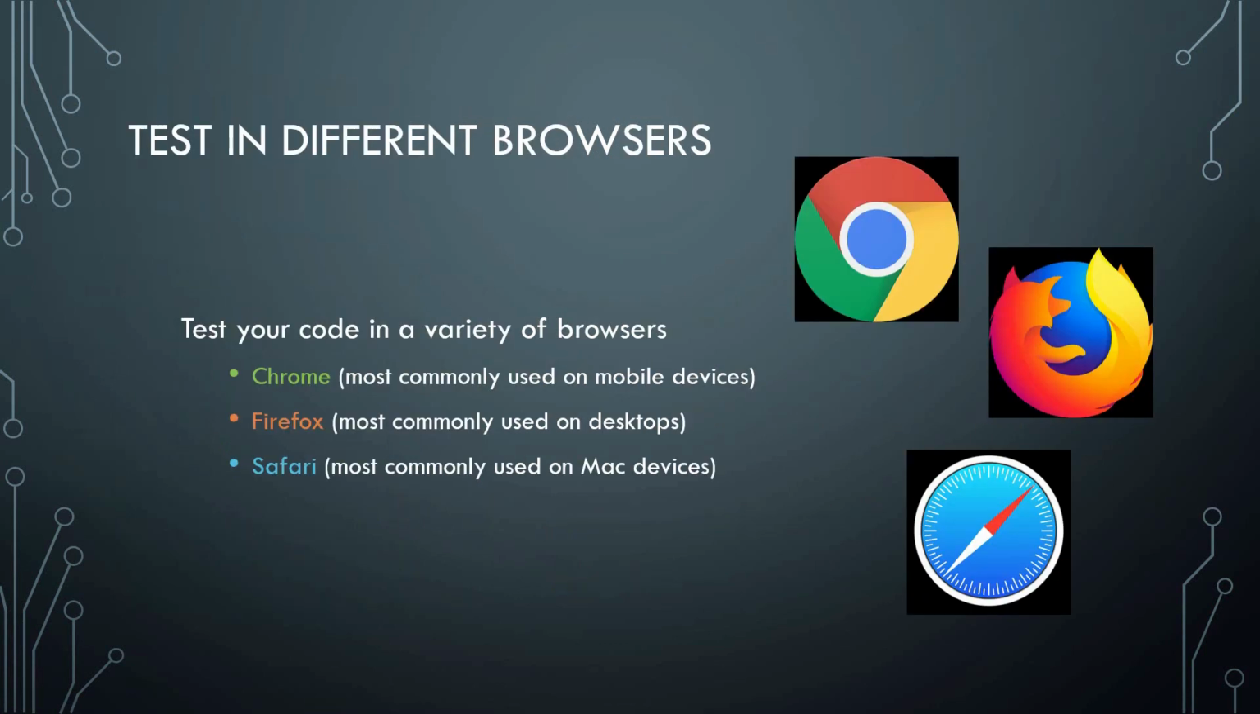When you are looking at your files, you should test them in different browsers. So a couple to consider. Chrome is the most commonly used on mobile devices. So if you are looking at how your website looks on a mobile device, you definitely want to check it with Chrome, in addition to any other browser that you want. Firefox is most commonly used on PC desktops. And then Safari is most commonly used on Mac devices, both desktop and mobile.